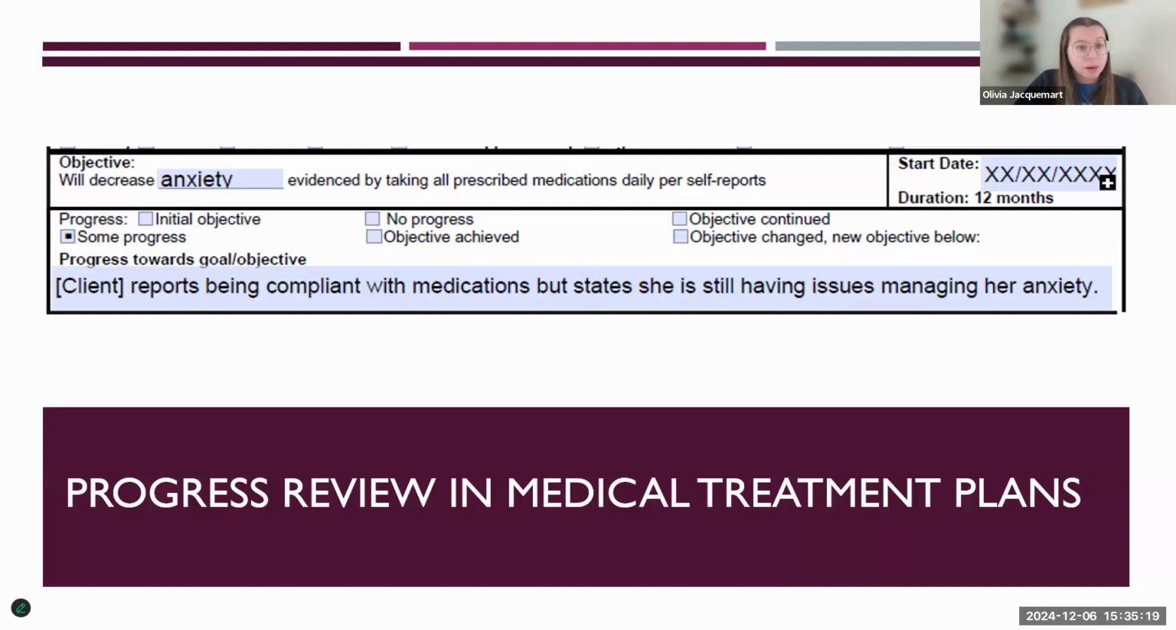Client reports being compliant with medications, but has not been able to decrease anxiety. So hasn't managed the decreased anxiety portion of the objective. So reports being compliant with medications, but states she is still having issues managing her anxiety. This justifies the rating of some progress. So only a portion of the objective has been met.